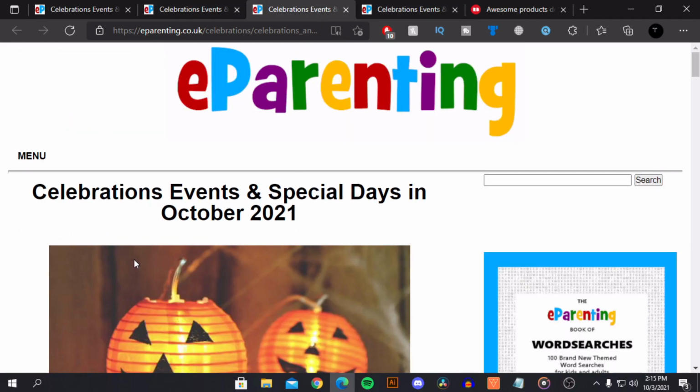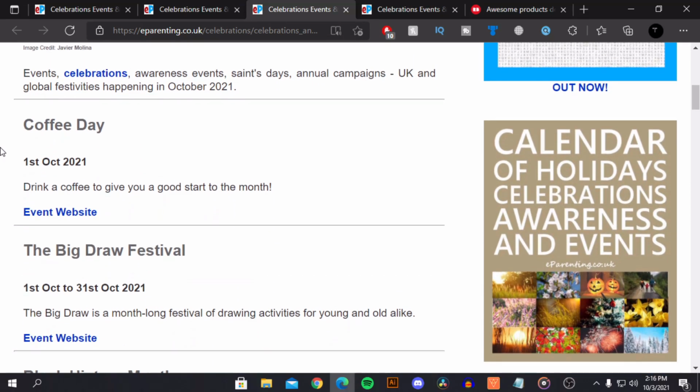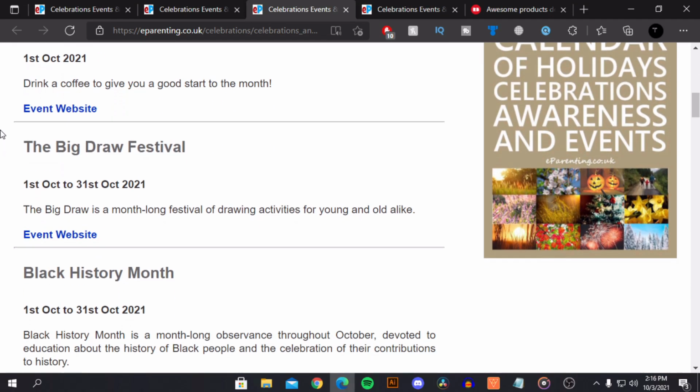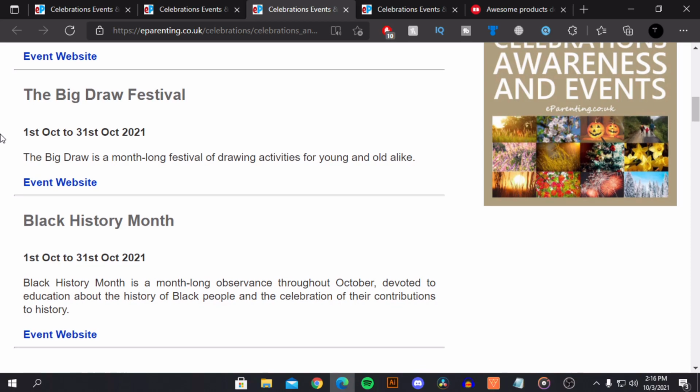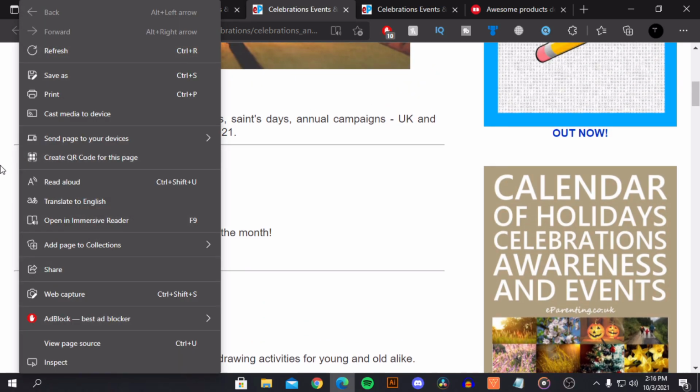The next month after September is October, and on the screen you can see the pumpkins. Yes guys, Halloween is coming, and you can see there are a lot of niches in October. October has just started, so you have to make a lot of designs. Make at least 10 to 15 designs on each trend, and also make evergreen niches.